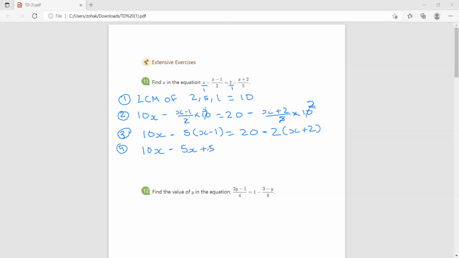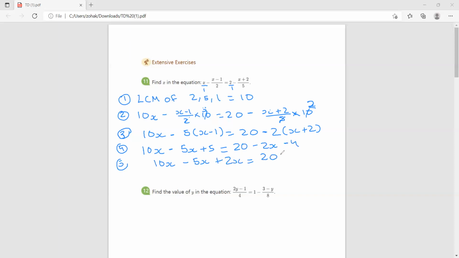Remember to take care of the negative sign outside the bracket and the negative sign inside the bracket, which, when multiplied, two negatives make a positive. Okay, and that's going to be equal to 20 minus 2x minus 4. And then we just want to have all of the x's on one side and normal numbers on the other. So we're left with 10x minus 5x. We've got minus 2x on the right-hand side that will go onto the left-hand side and become plus.